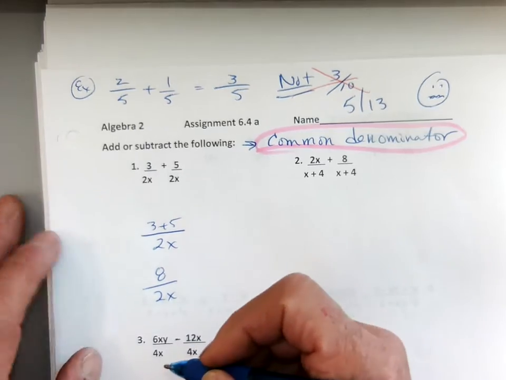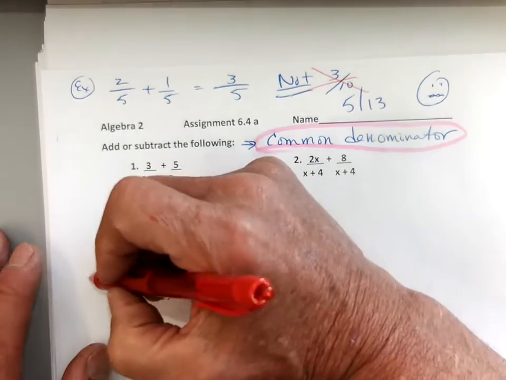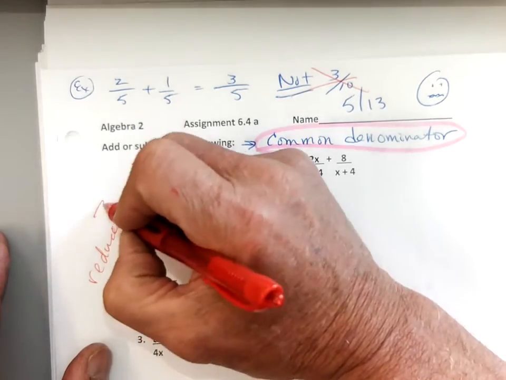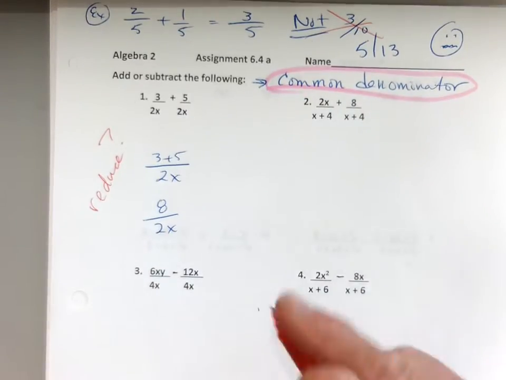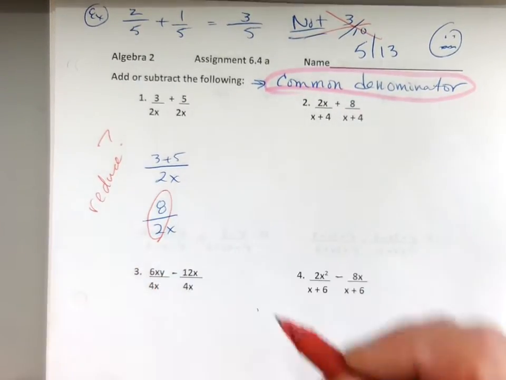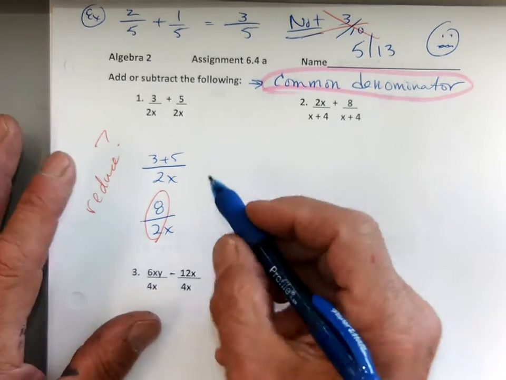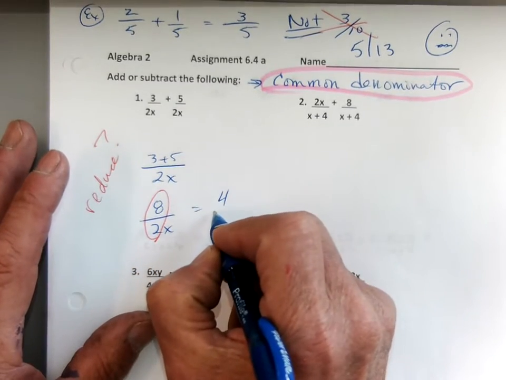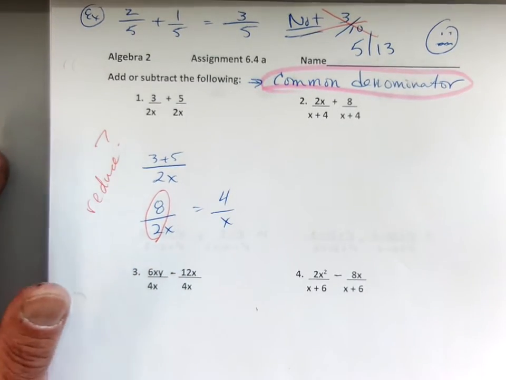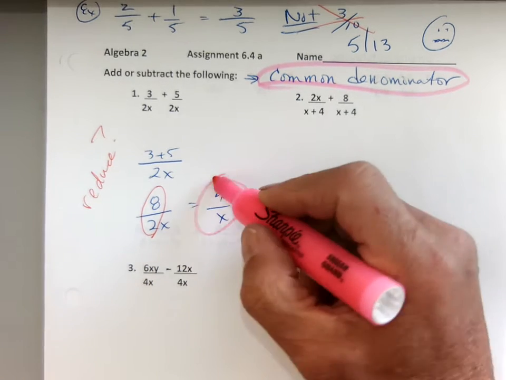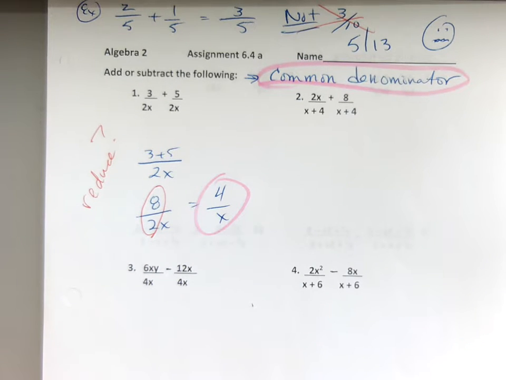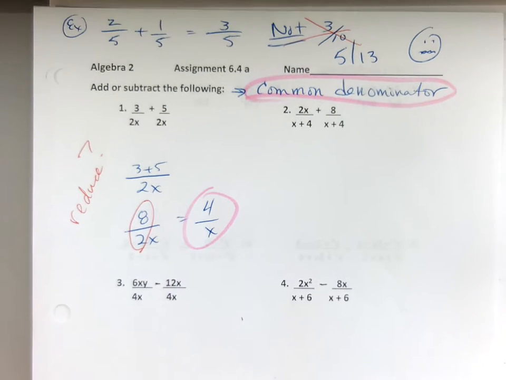So this is really like 3 plus 5, which is obviously 8, over 2x. Now, like any fraction, can you reduce? Yes. Sure. You can reduce that to 4 over 1x, or 4 over x. So 4 over x is my answer. What do you think? Thumbs up on that? We know how to do fractions, so we just have never done it with x's. That's all right.